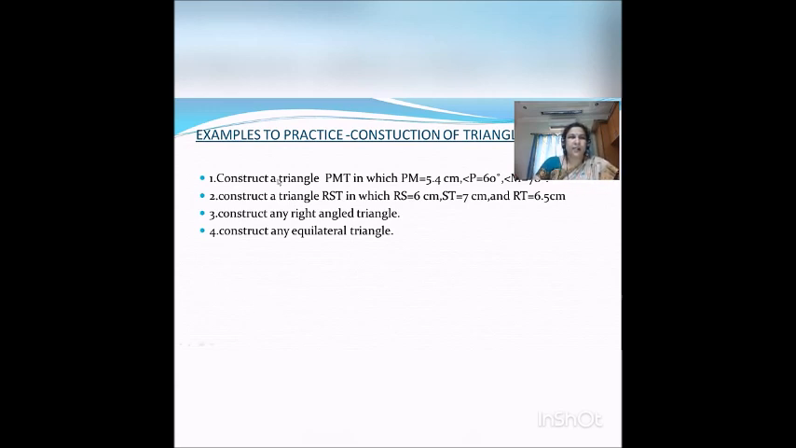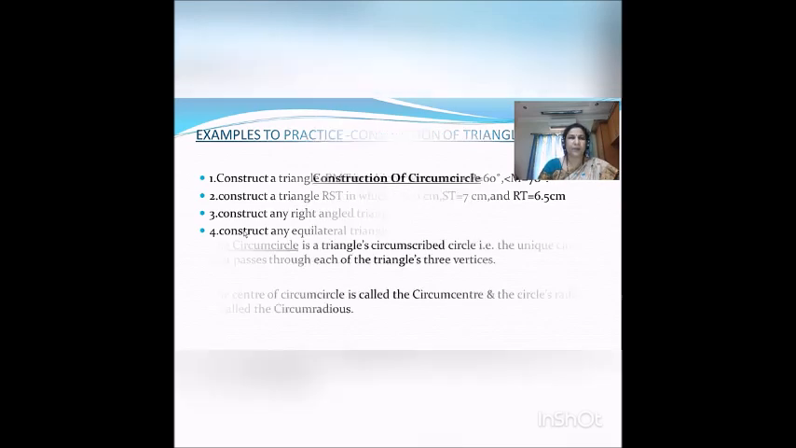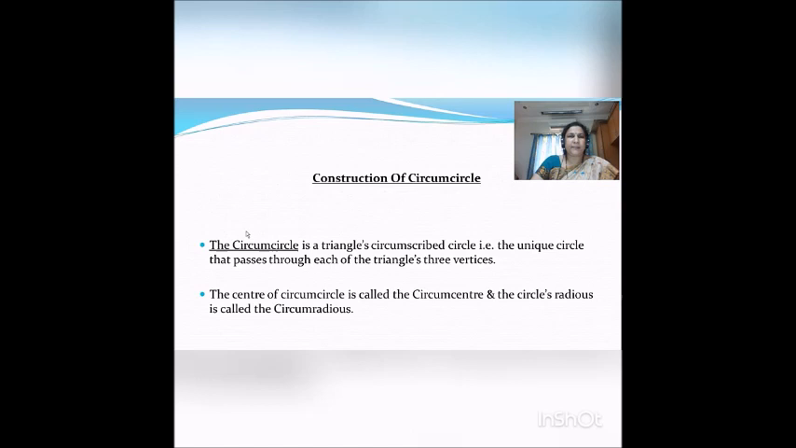So here in this example, for this triangle, one segment is given and two angles are given. Here in this example, all the three sides of the triangle are given. In the third example, you have to construct any right angle triangle. In the fourth example, you have to construct any equilateral triangle. So depending upon these basic constructions, we are now going to construct a circumcircle.